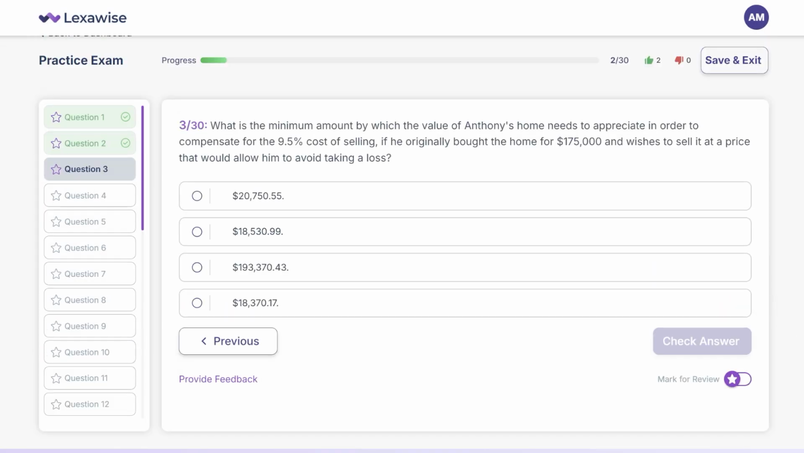Next question coming up. What is the minimum amount by which the value of Anthony's home needs to appreciate in order to compensate for the 9.5% cost of selling if he originally bought the home for $175,000 and wishes to sell it at a price that would allow him to avoid taking a loss? A. $20,750.55. B. $18,530.99. C. $193,370.43. D. $18,370.17. Take a moment to think.